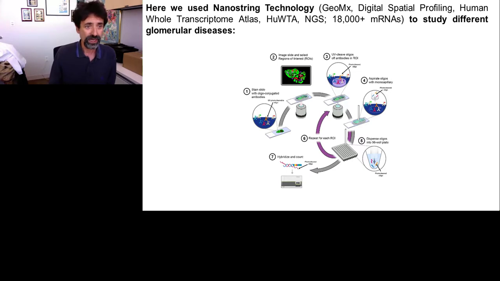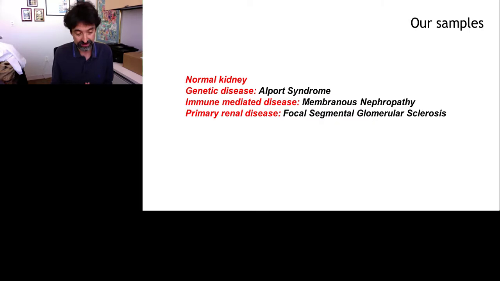So we were interested in using this technology to better understand the renal disease pathophysiology, and so we started analyzing a few samples of patients with normal disease or with a genetic renal disease, with immune-mediated diseases, and with a primary renal disease that is not genetically driven. So the first disease we focused on is Alport disease.